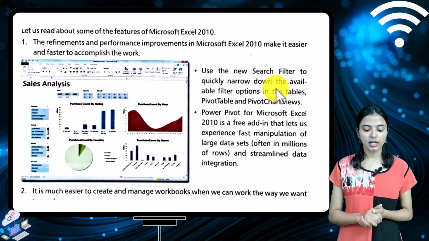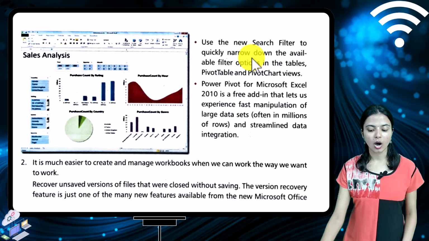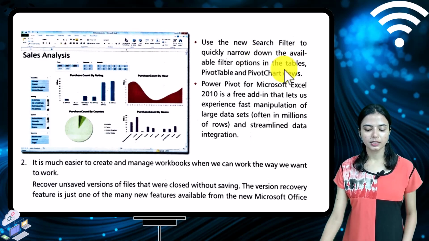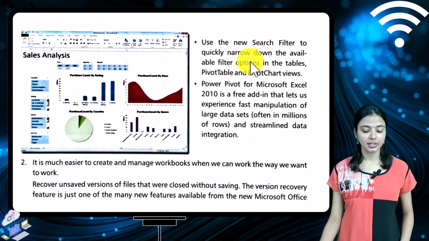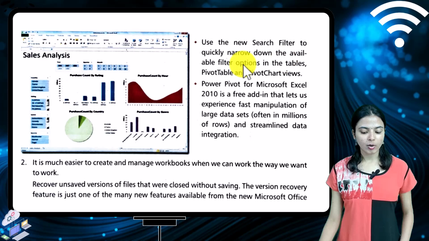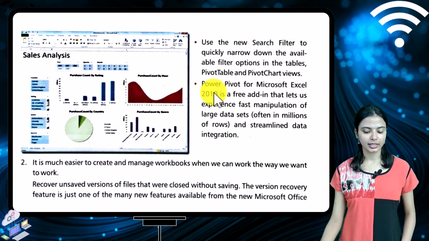Okay, students. So next is use the new search filter to quickly narrow down the available filter options in the table, pivot table and pivot chart views. So now you can use the search filter to quickly narrow down the available filter options. Okay, students, if you want to search for tables, pivot table or pivot charts, you can search it quickly.